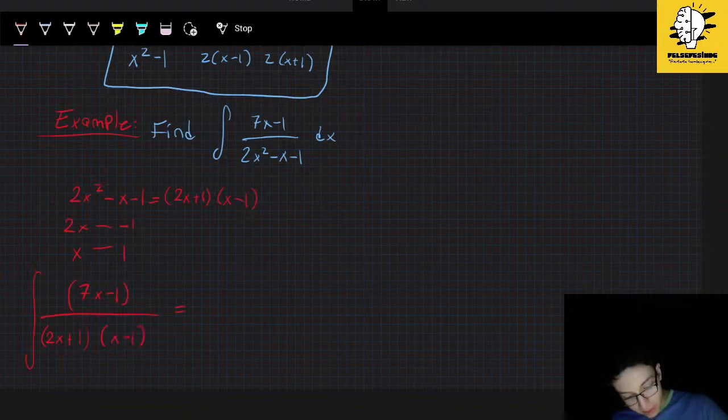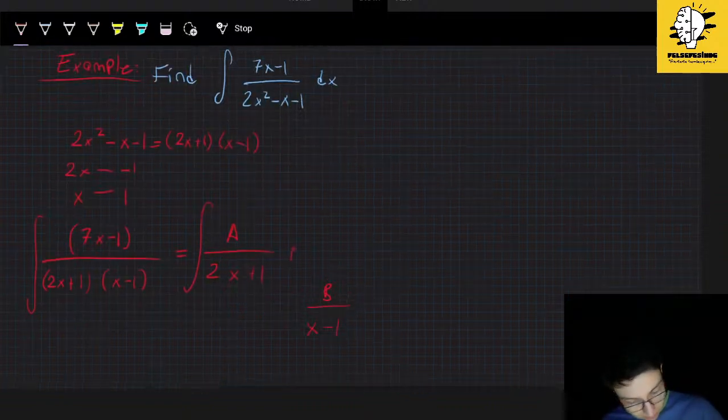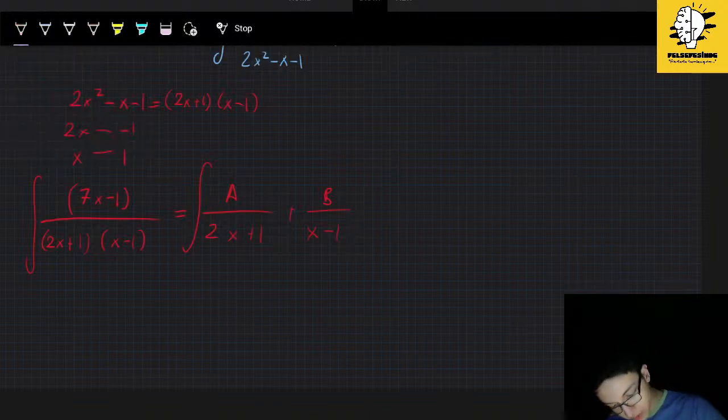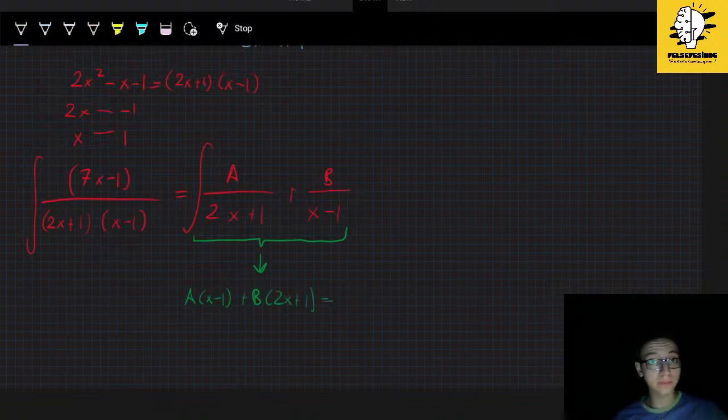So let's say a over 2x plus 1 plus b over x minus 1. Now let me solve that part over here. This is the part where I'll be using partial fractions. So a times x minus 1 plus b times 2x plus 1 should be equal to, of course, 7x minus 1.